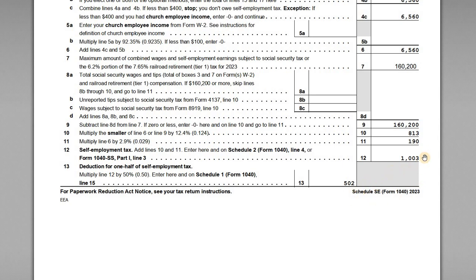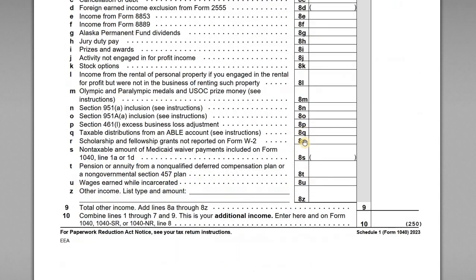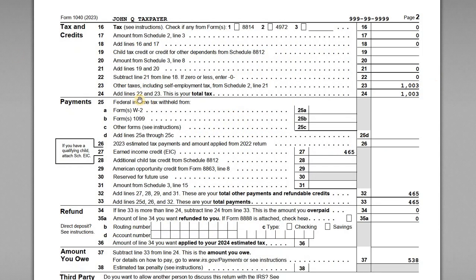So this value is reported on Schedule 2. This value is reported on Schedule 1. So Schedule 2, line 4, we have our self-employment taxes owed of $1,003. And then on Schedule 1, down here in Part 2, we have the deductible part of our SE tax of $502. All right, so now when we look at Form 1040, page 2, we can see now we have an entry on line 23 for the amount of self-employment taxes owed. So before, this was zero. Now we have to pay $1,000 in.